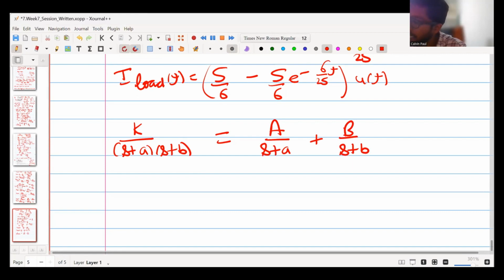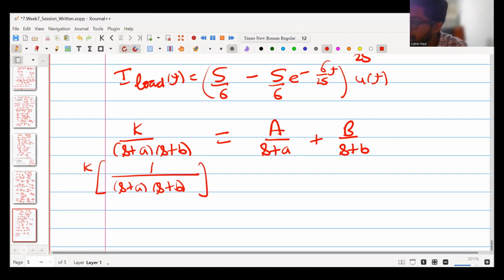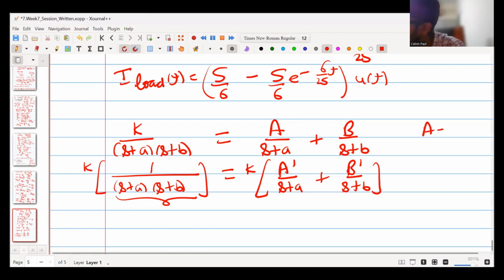Now if you do the whole entire step and everything, it will be time consuming. So there's a simple way: first I write it down as k into 1 upon s plus a into s plus b. I find the partial fractions for this. That will be equal to k into a dash upon s plus a plus b dash upon s plus b, where A is equal to k into a dash and B is equal to k into b dash.